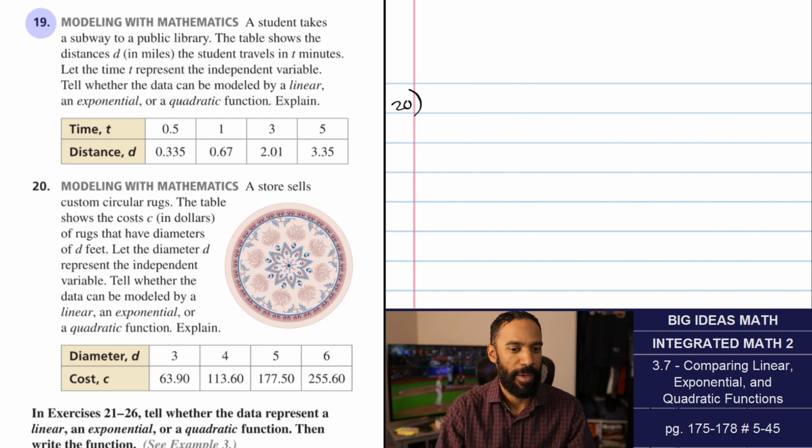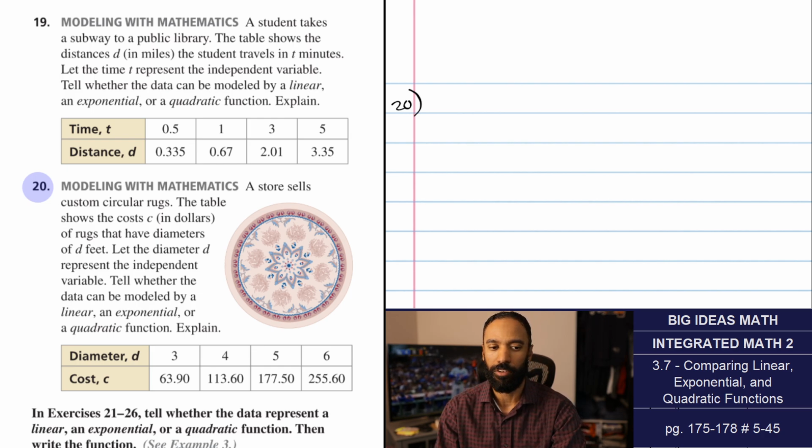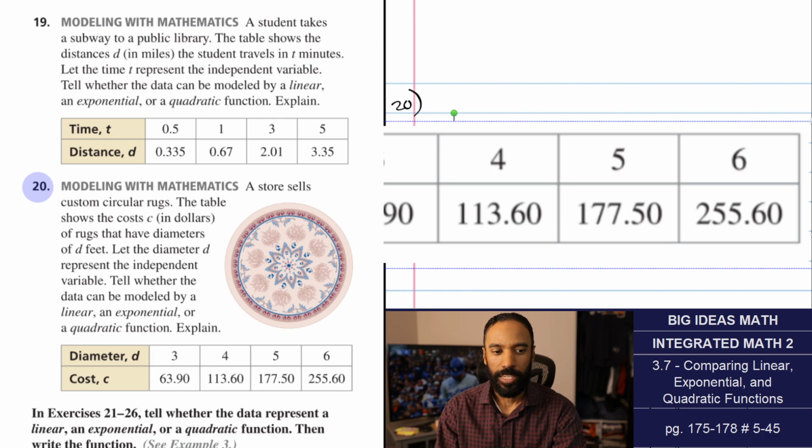Another modeling with mathematics. A store sells custom circular rugs. The table shows the cost. I'm going to start copying this. The table shows the cost, C in dollars, of rugs that have diameters of d feet. Let the diameter d represent the independent variable.